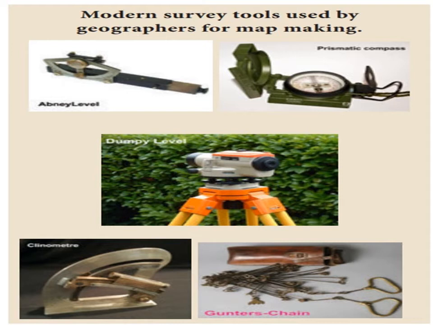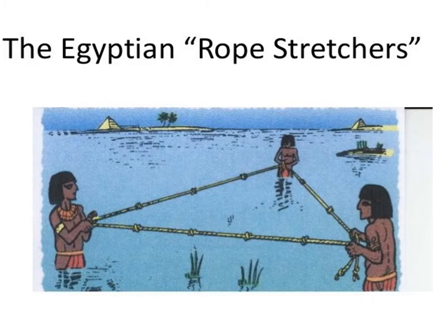Geographers mainly use chain, prismatic compass, plane table, dumpy level, clinometer, theodolite and GNSS, Global Navigation Satellite System, to measure the distance, the angle, the heights and the position of the area of survey. The Egyptian surveyors were called rope stretchers because they used ropes to measure distances.